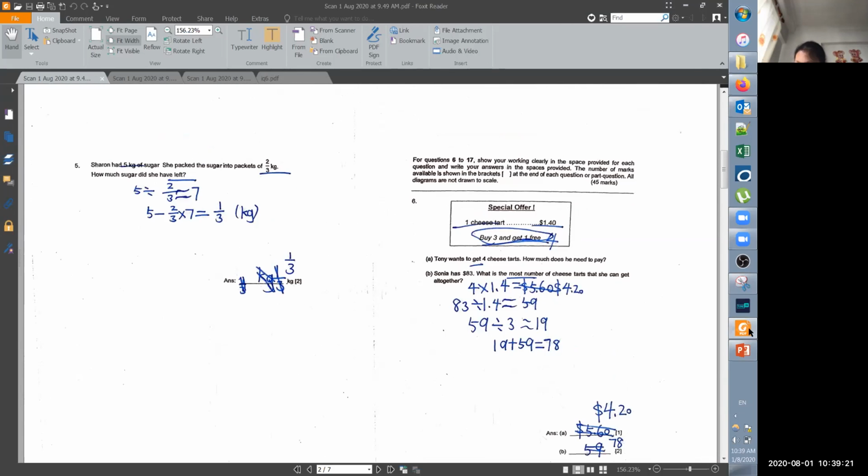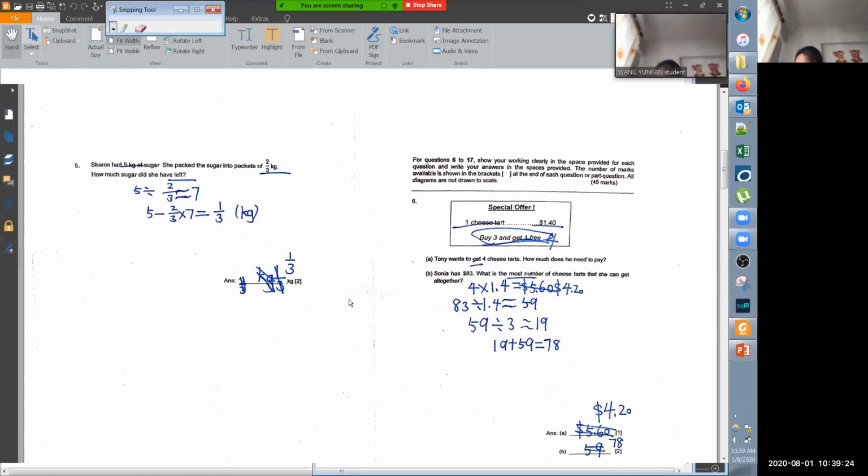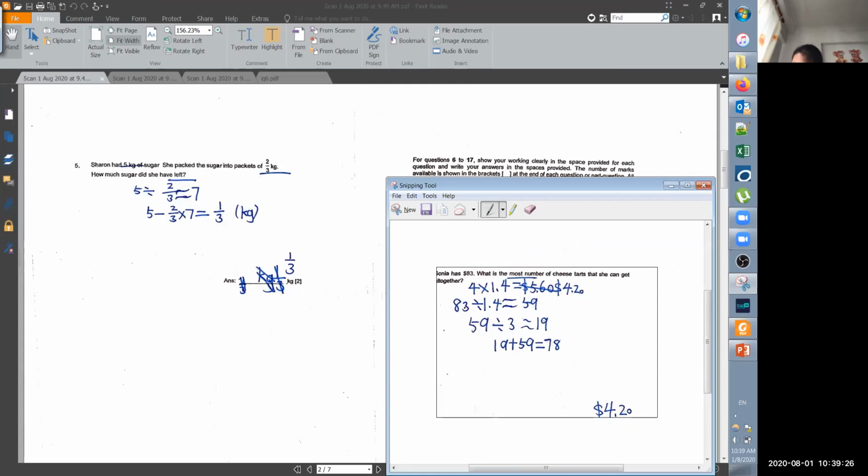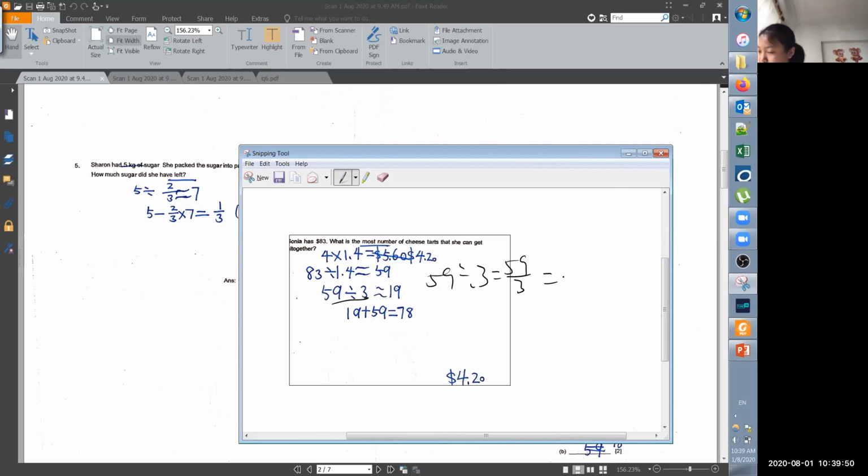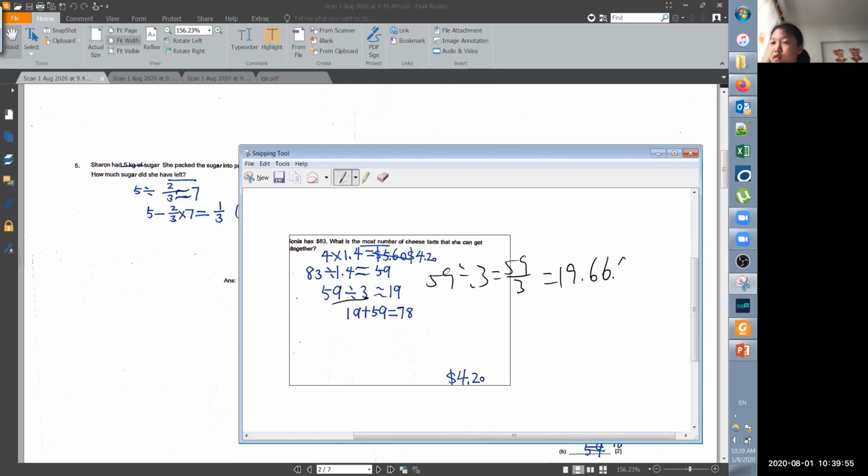Oh, I just want to remind you about this presentation here. Can you tell me what is the answer for 59 over 3? Can you tell me what's the fraction? 59 over 3. So the fraction is this. Can you tell me in 3 decimal places? Okay. 19.66. Okay, good. So we stop here.